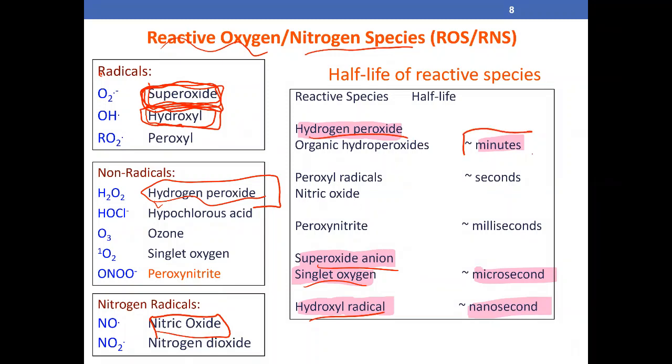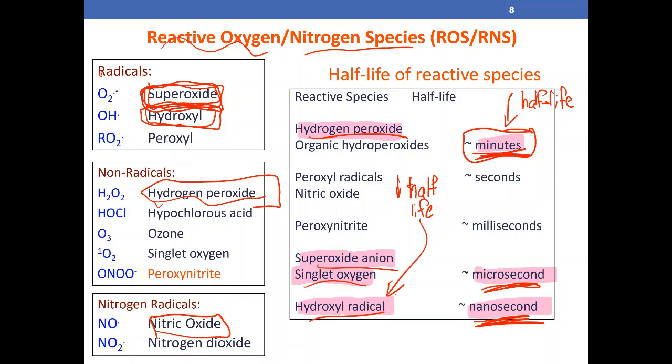And their half-lives, you don't need to remember this, I think, but just remember they're all short-lived, minutes, microseconds. Even hydroxyl free radical is in nanoseconds. All this half-life thing means is that as the half-life decreases, the molecule is more reactive. It's quickly reacting with other molecules, so it's disappearing very quickly. And that means it's more dangerous.